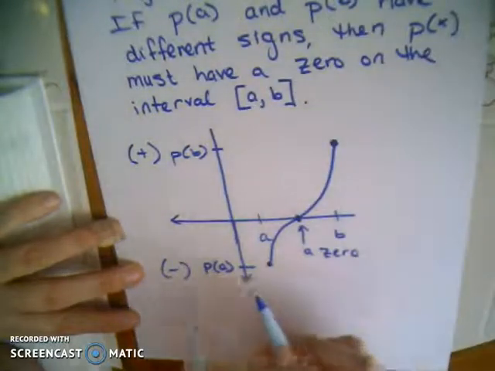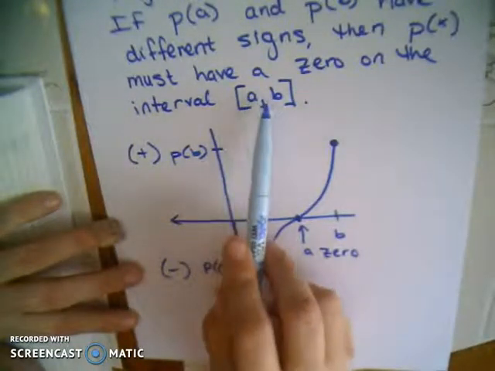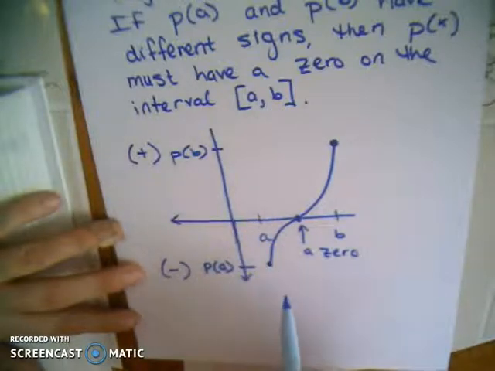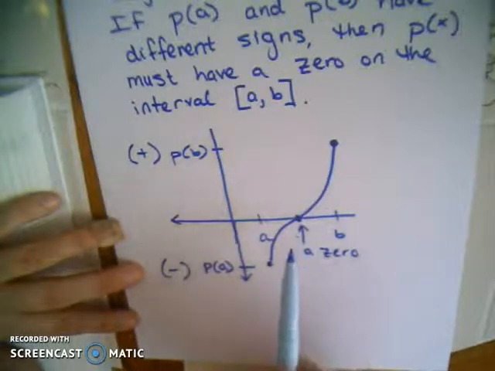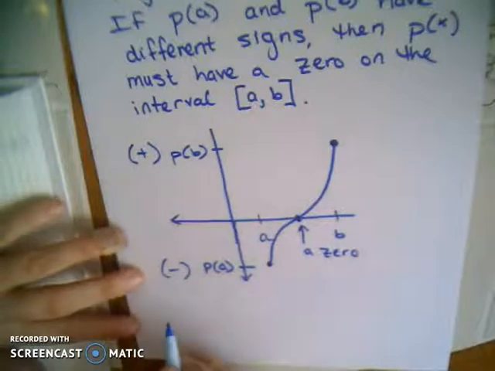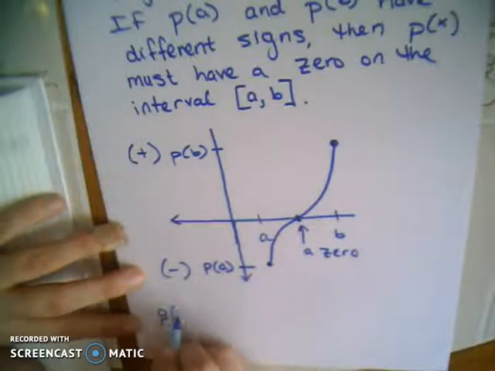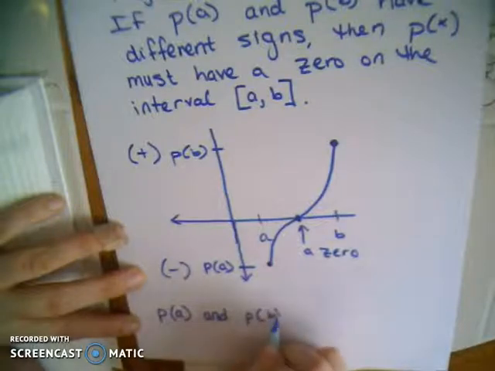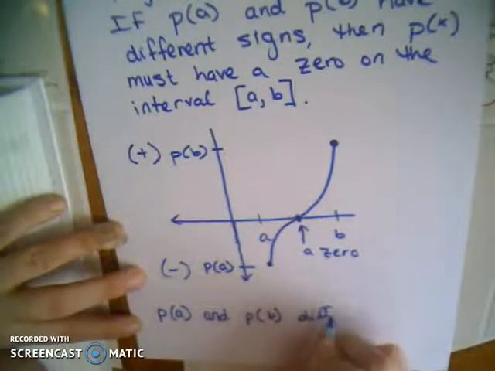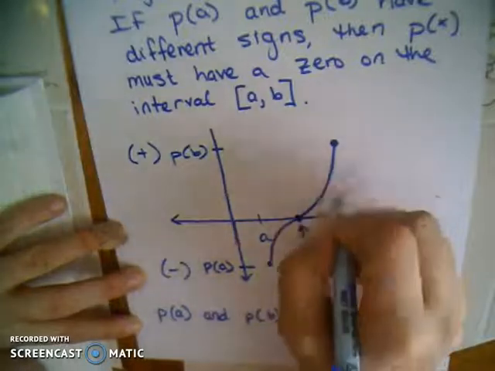So what we're going to do is plug those 2 numbers into the polynomial, and see if their signs match or are different. If they're different, then yes, there has to be a 0 in between. So different signs, then absolutely yes, there has to be a 0.